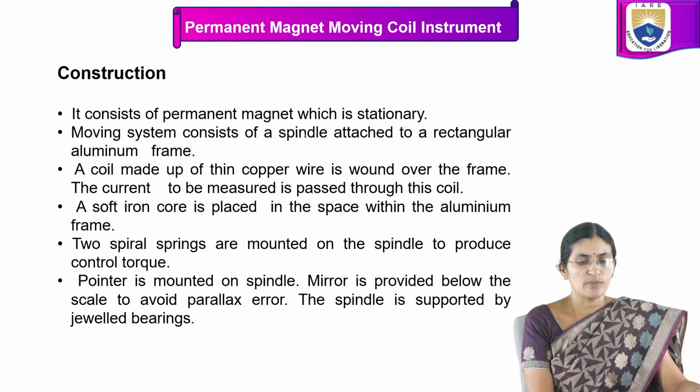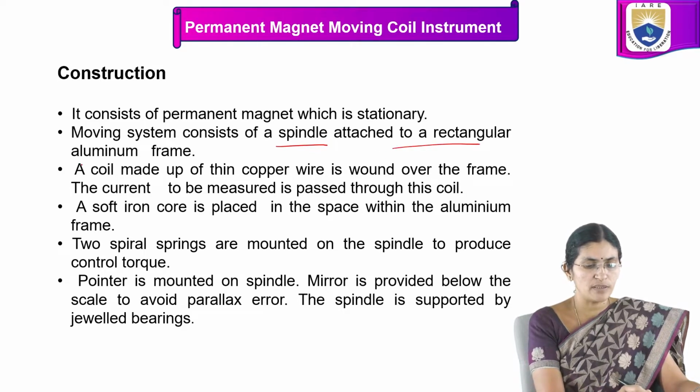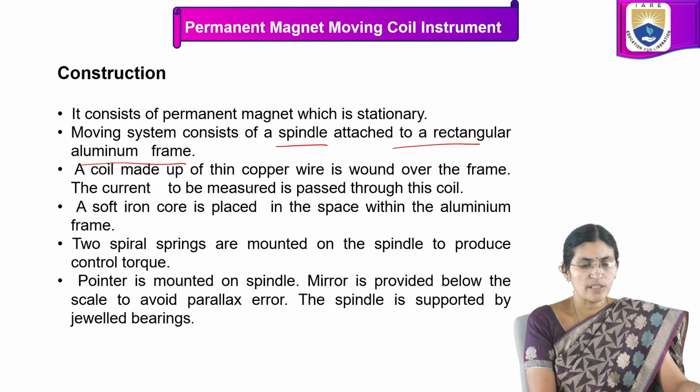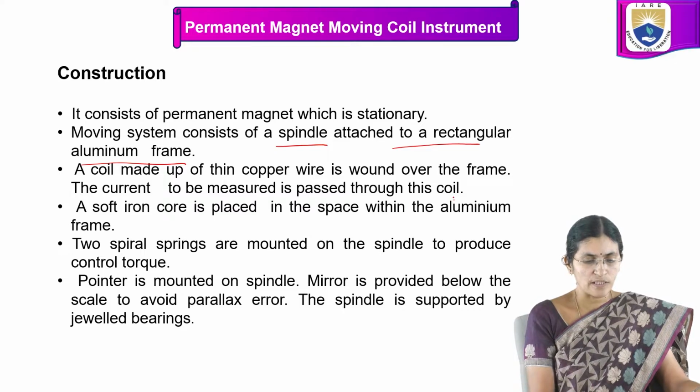Now let us understand the construction of PMMC instruments. It consists of permanent magnets as shown in the diagram. There is a moving system. Moving system consists of a spindle which is attached to a rectangular aluminium frame. A coil made up of thin copper wire is wound over the frame. The current which is to be measured is passed through this coil. There is a soft iron core placed in the space within the aluminium frame.